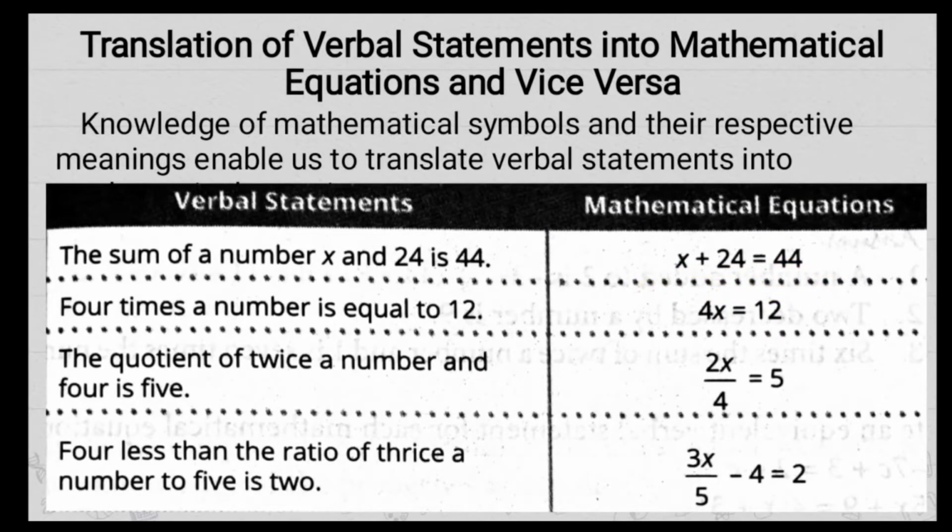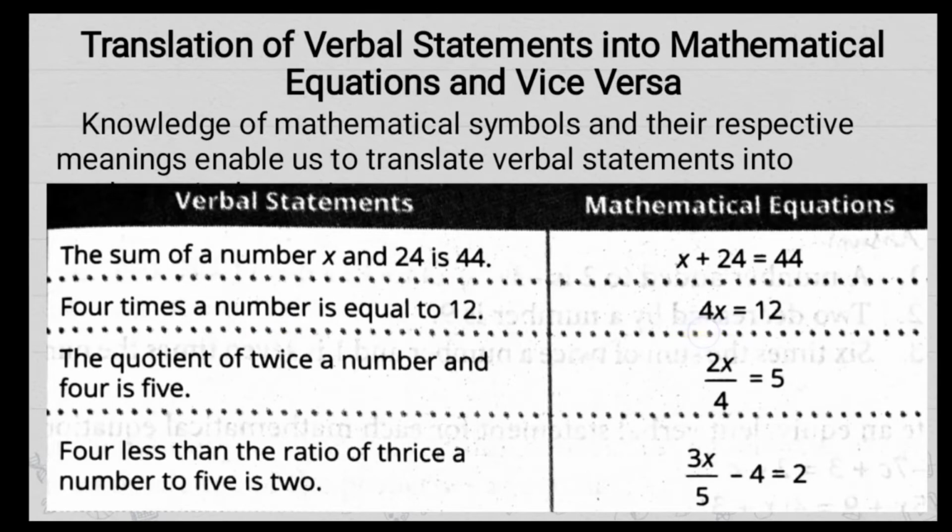Okay? Next, 4 times a number is equal to 12. 4 times a number, that is 4x. Okay, 4x is equal, equal symbol, 12. So 4x is equal to 12.